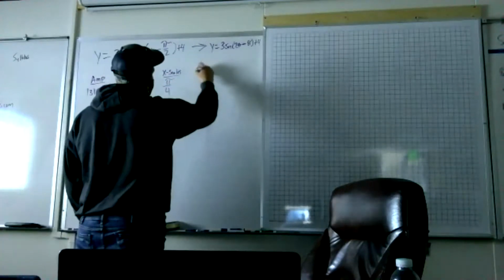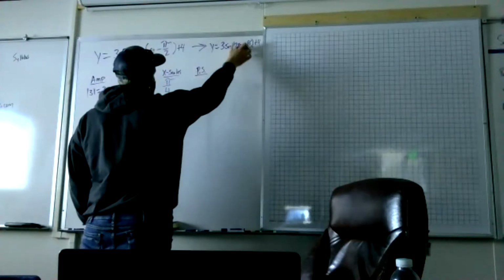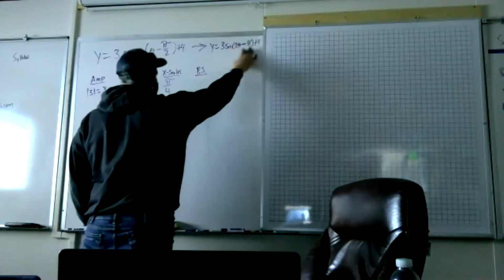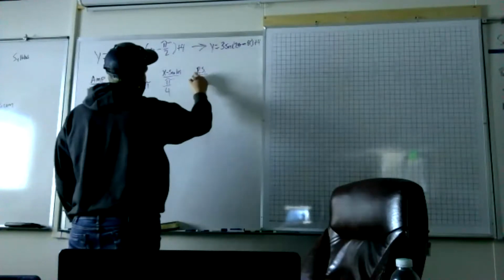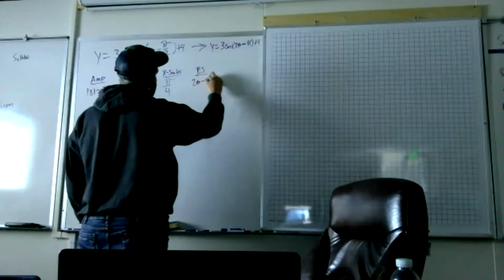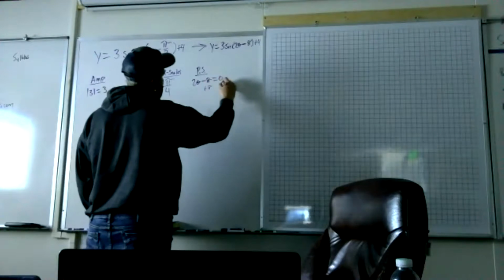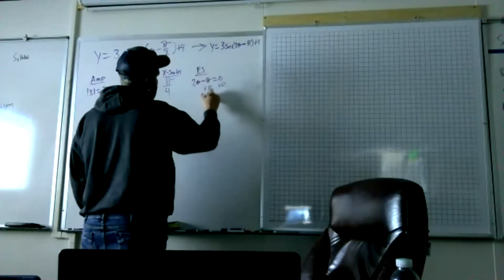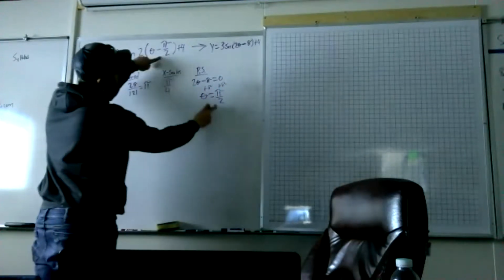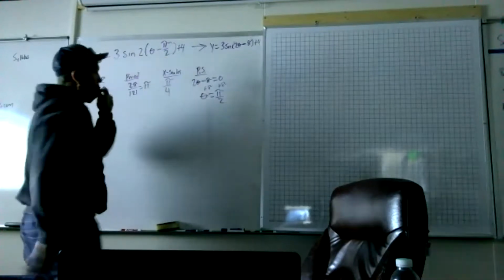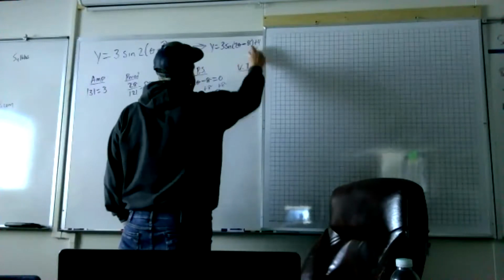My phase shift: if I set what's inside the parentheses equal to 0 and solve for theta, it shows me where my phase shift is. So I have 2 theta minus pi is equal to 0. I add pi on both sides and divide by 2 to get that theta is equal to pi divided by 2. And if you look, it matches, right? But this is just an easier way to consider it. The vertical transformation is plus 4.